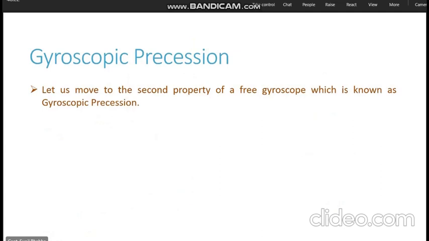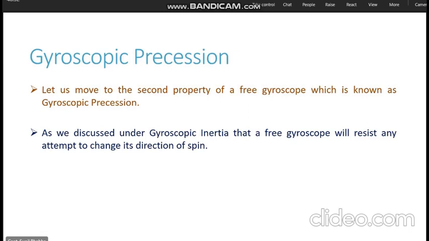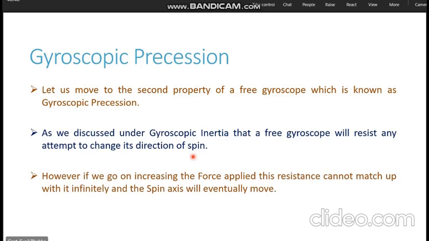Let's move to the second property of the free gyroscope, which is known as gyroscopic precession. Now, as we just discussed under the gyroscopic inertia property, a free gyroscope is going to resist any attempt to change its direction of spin. However, if we go on increasing the force which is being applied, this resistance cannot match up with the applied force infinitely, and at some point of time, the spin axis will eventually move.